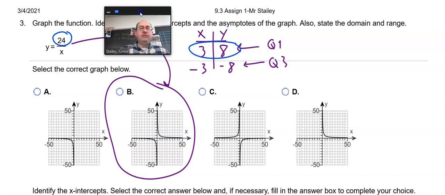Plug in a 3, you get an 8. Both of them are positive. Positive x, positive y, that's quadrant 1. Plug in a negative 3, you get negative 8. Negative x, negative y, quadrant 3. That's one way to tell. Once you get good at it, you know that the positive k value, constant of variation, will put you in this quadrant and this quadrant, okay?